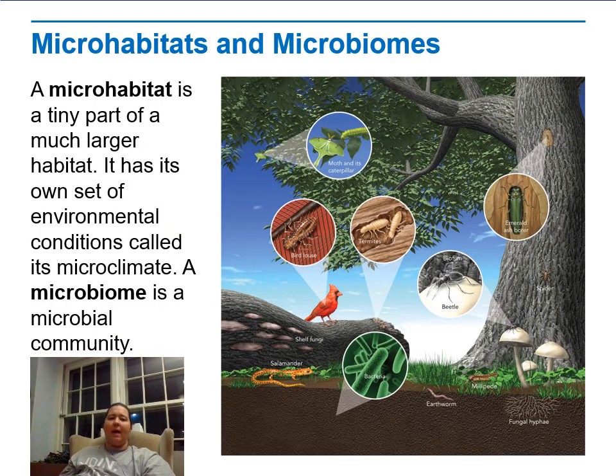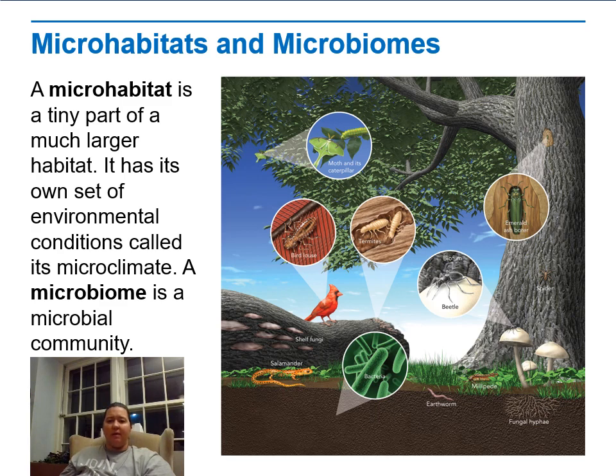A microhabitat is a tiny part of a much larger habitat, hence the word micro. So we can have microhabitats where we end up with a lot of times bugs. Bugs live in microhabitats because they're a lot smaller and things can affect them a little bit differently. A lot of times microhabitats have their own set of environmental conditions called a microclimate.